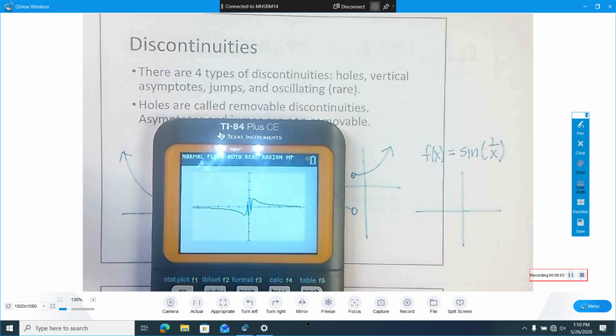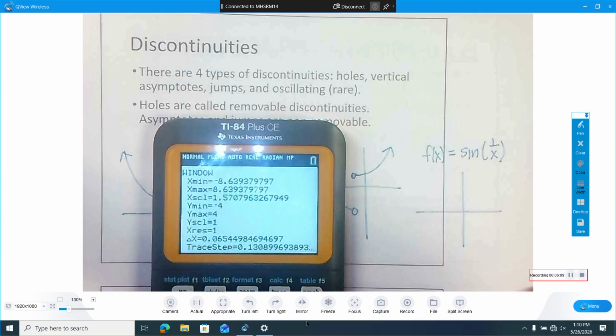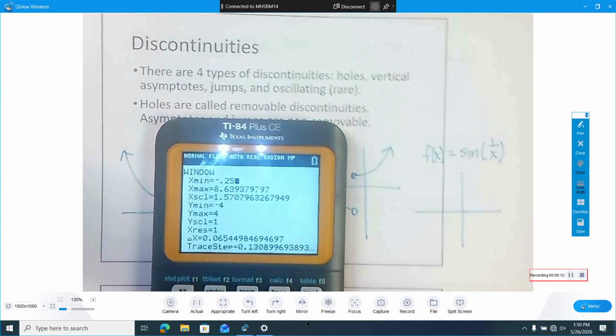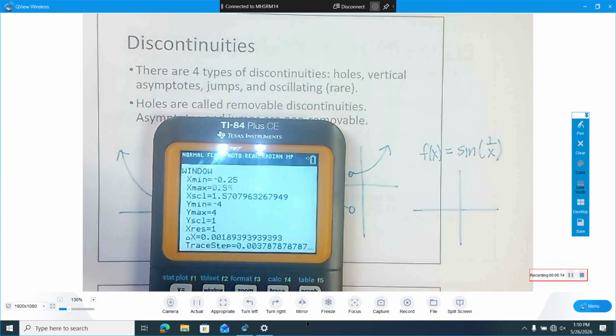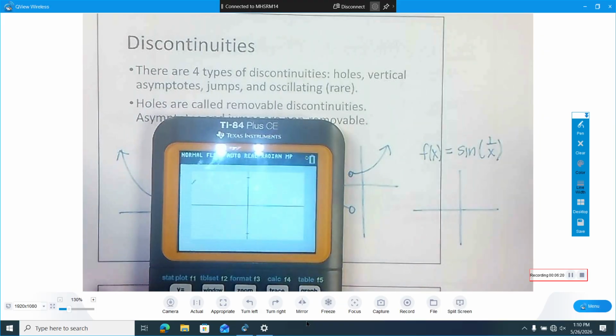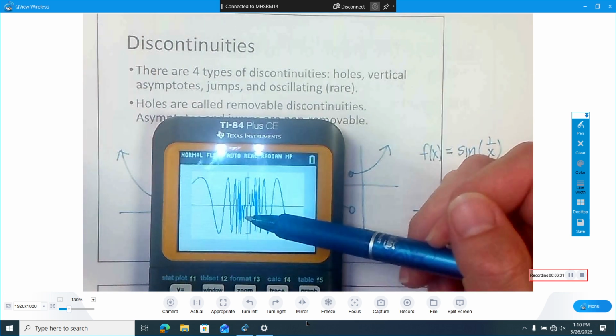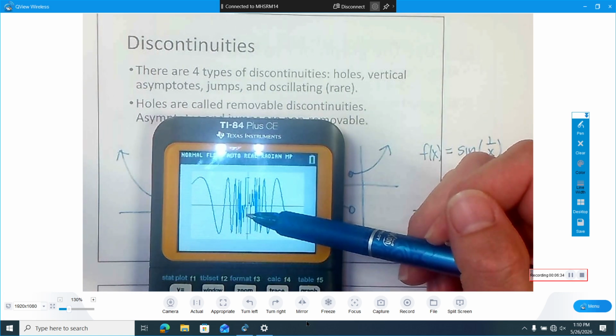Maybe that's okay to you, but watch what happens when I zoom in really, really close. So I'm going to change the window, and I'm going to go from negative 0.25 to 0.25, and then from negative 1.2 to positive 1.2. And so there it is. Okay, this is an oscillating discontinuity, and this is just what the calculator can graph.